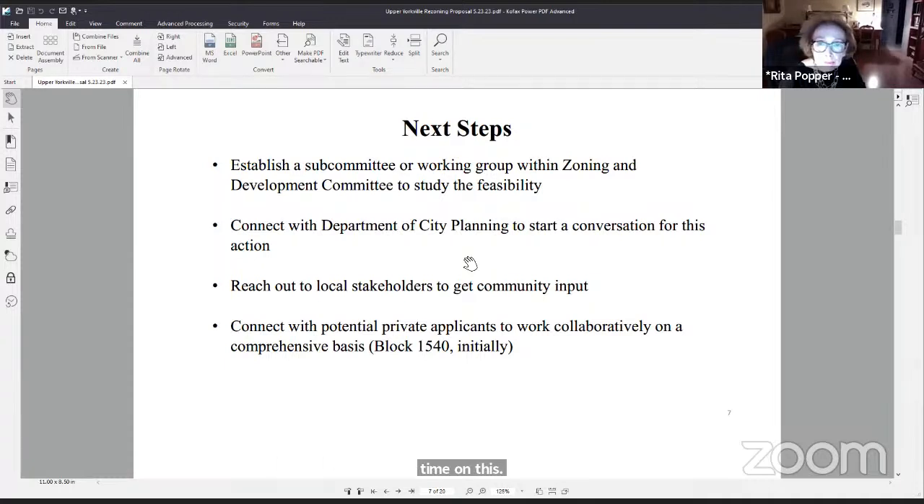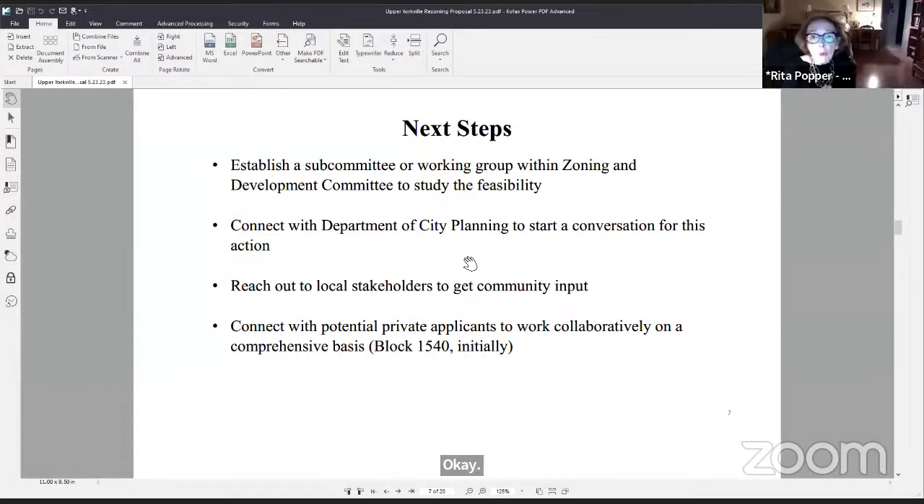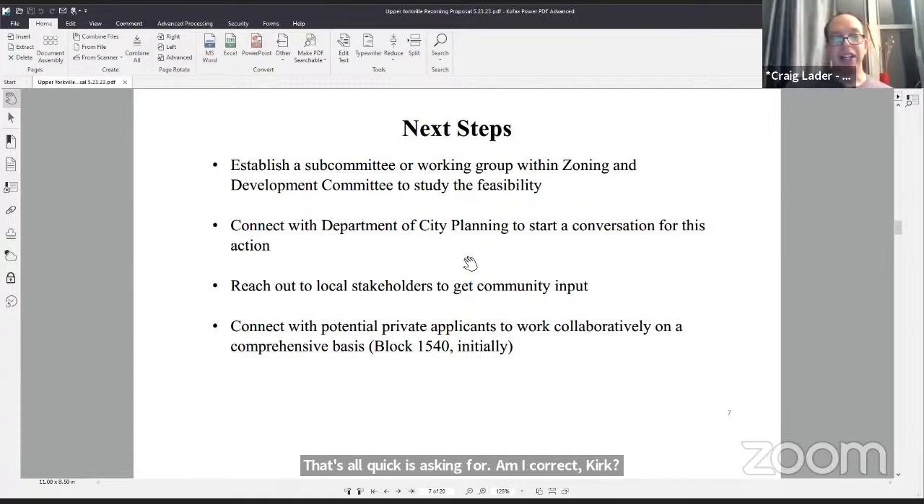Call the question. You know, stop. This can go on half the night. Yeah. Only half the night. We're asking for a working group. Are you against a working group? No. So that's all we're asking. That's all Craig is asking for. Am I correct, Craig? If that's what's going to gain enough support, then that's fine.